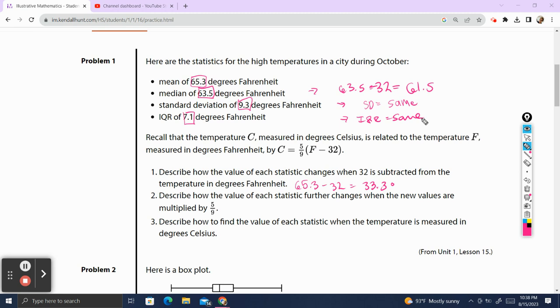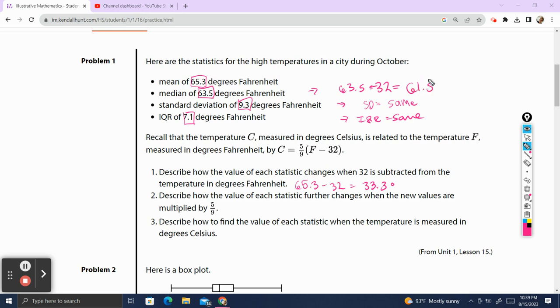Let's look at the next question. Describe how the value of each statistic further changes when the new values are multiplied by 5/9. So we know we've been shifted to the left 32 degrees. Now each value is multiplied by 5/9. Even though we shifted to the left, multiplying each value by 5/9 is going to make 5/9 of a difference.